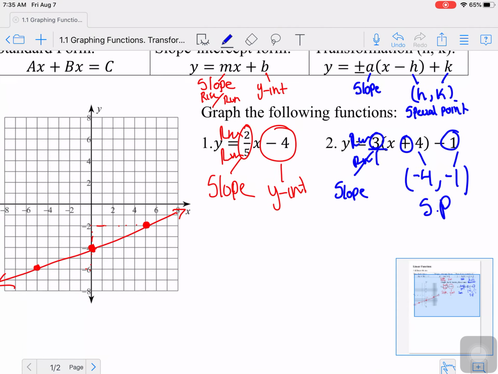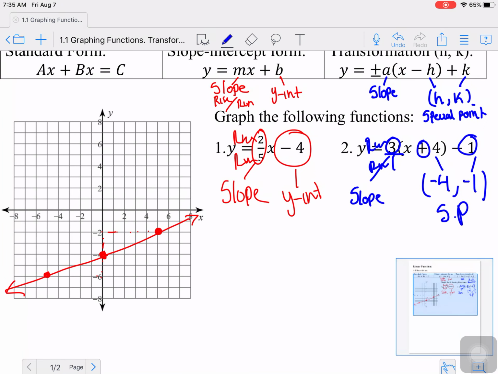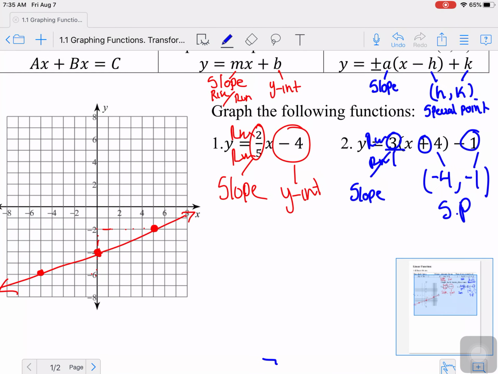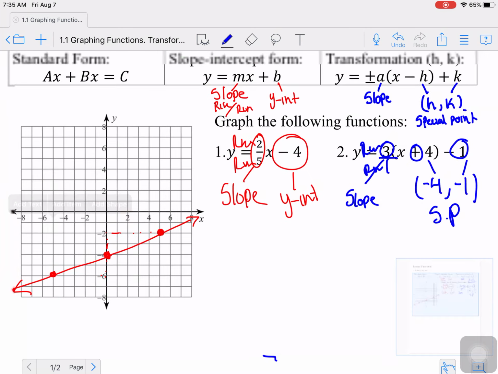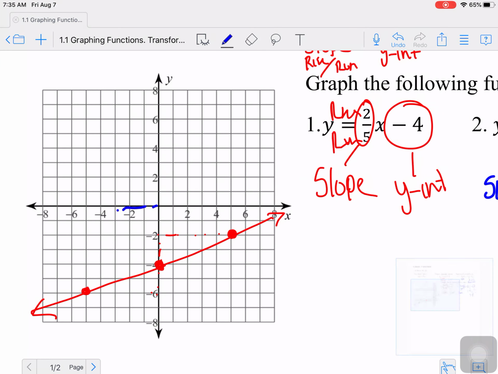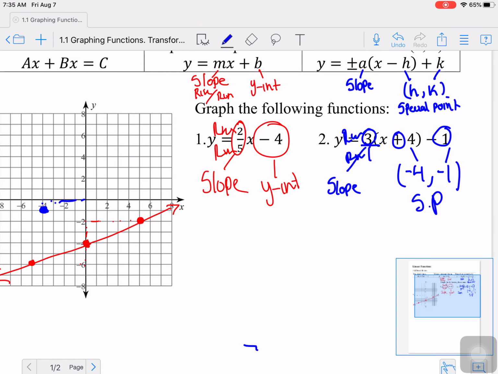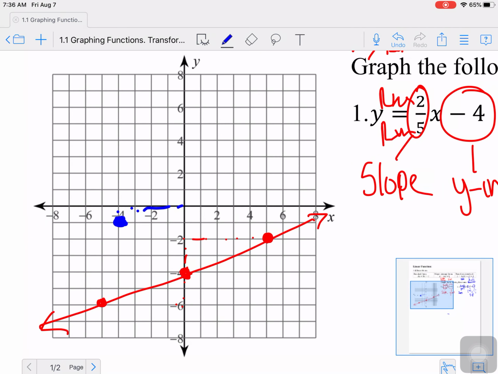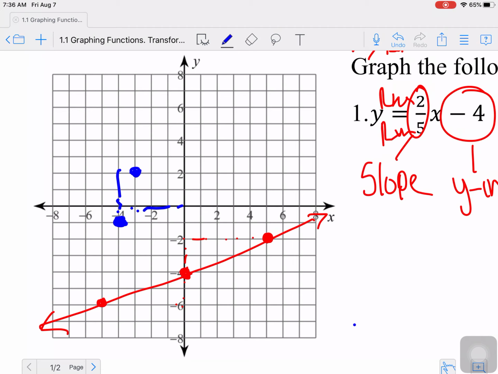Cool. So let's go ahead and graph it. I'm going to start with my special point, which is -4 comma -1. So starting from 0, I'm going to go -4 on my x and then -1 on my y, which is right there. Oops. Right? So still -4 and then down 1. There's my beginning point. I know that my slope is going to be rise 3 over 1. So starting from that point, I'm going to go up 3 over 1, and there's my next point.